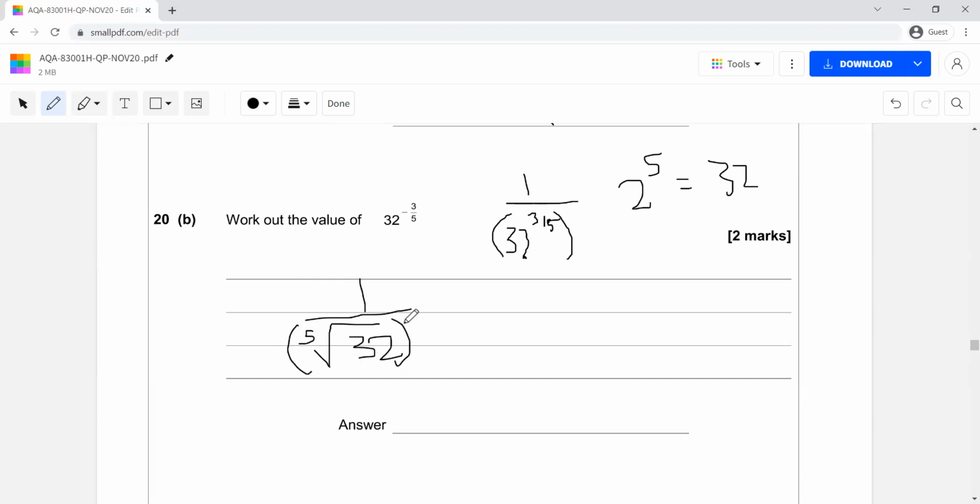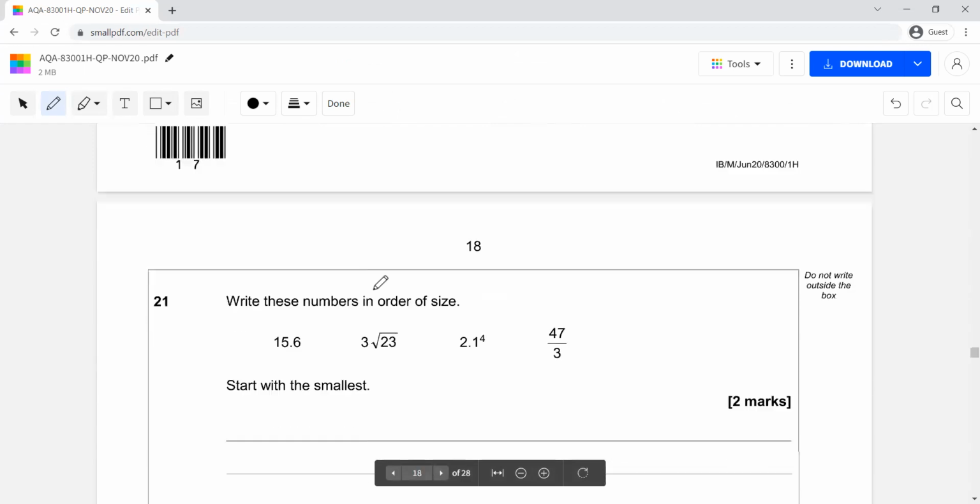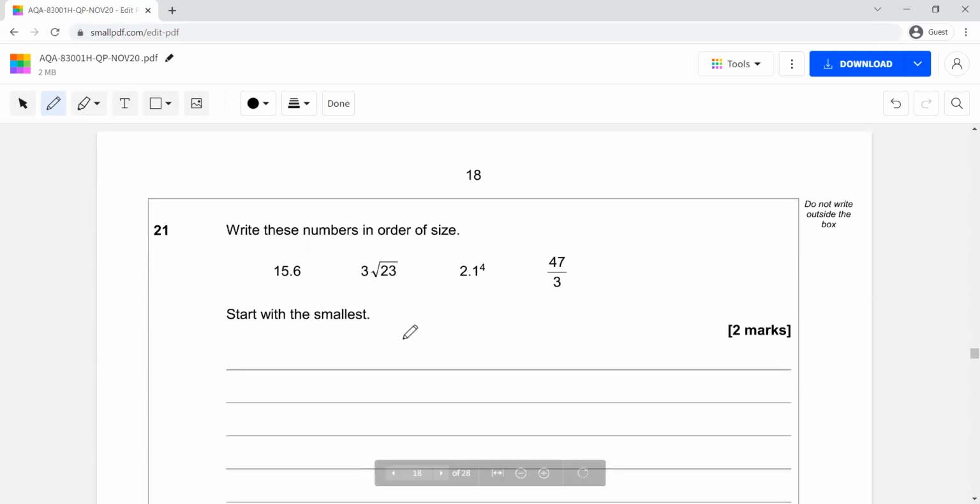And that cubed. And because 2 to the 5 is 32, I can say the 5th root of 32 is 2. So this is the same as 1 over 2 cubed, which is 1 over 8. So the answer is 1 over 8. Next question. Write these numbers in order of size.